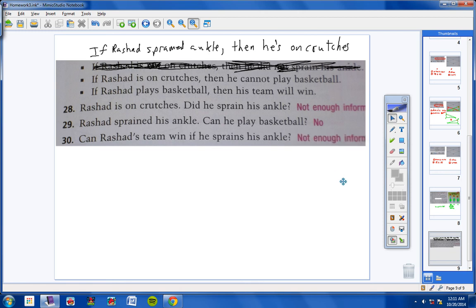Well, we don't have enough information, because we know if he plays, they'll win, but nowhere does it say if he doesn't play, they won't win. Okay, so we don't know that for sure. They still might win without him, okay? So not enough information given.